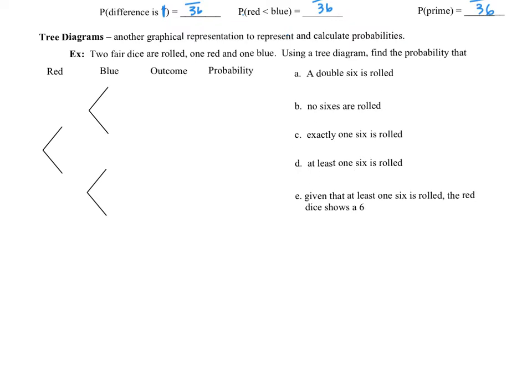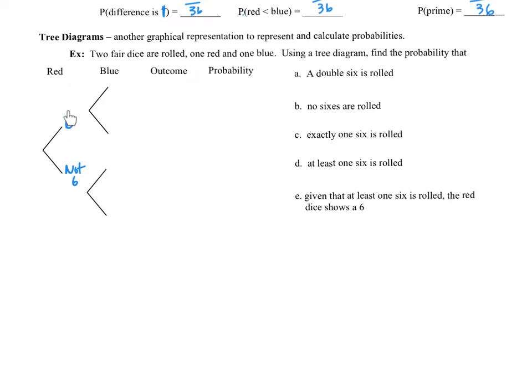Now, if you look at our probabilities, getting a double 6 or no 6s, these all have to do with 6s. Okay, so let's look at all the possibilities. If I roll the two dice, what could come out on the red? Well, we're only interested in 6s, so I would either roll a 6 or not roll a 6. So on the branches of our tree, let's write the probability for both of those outcomes.